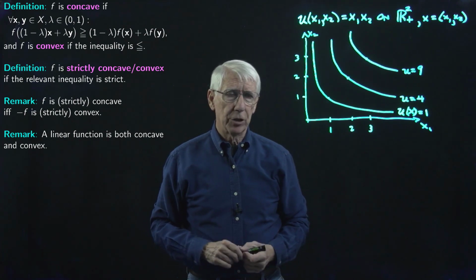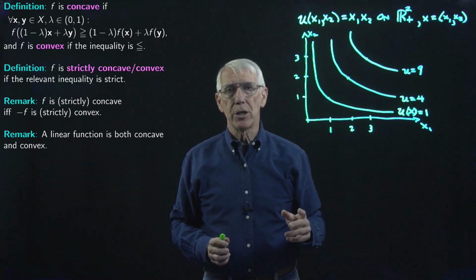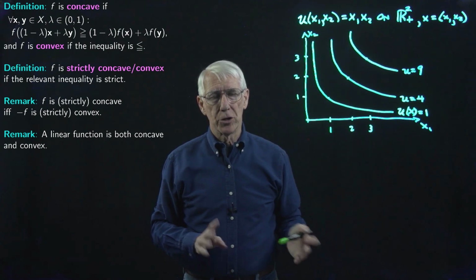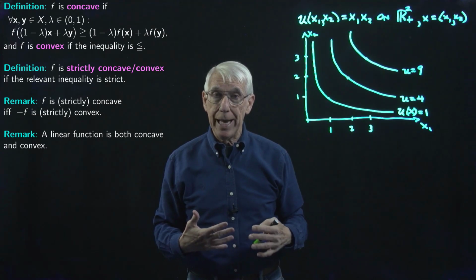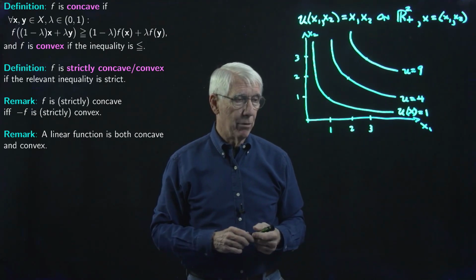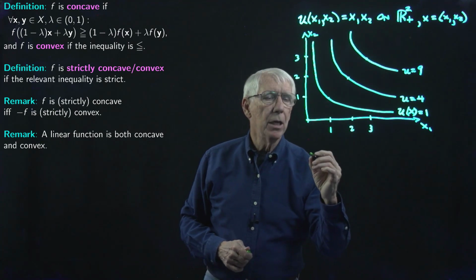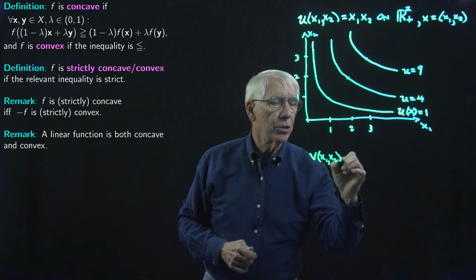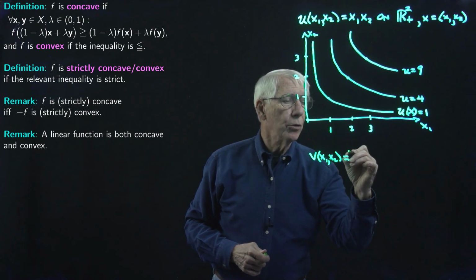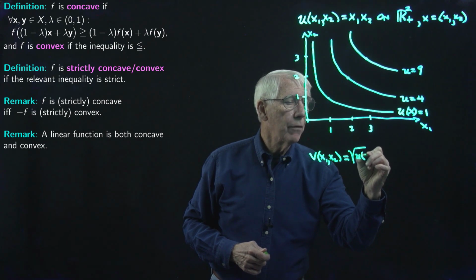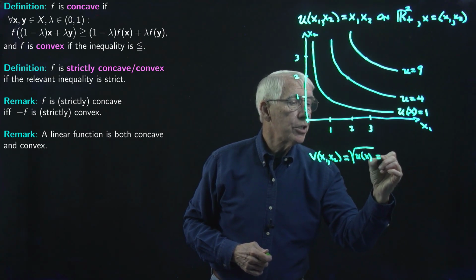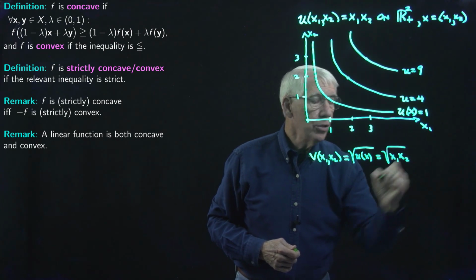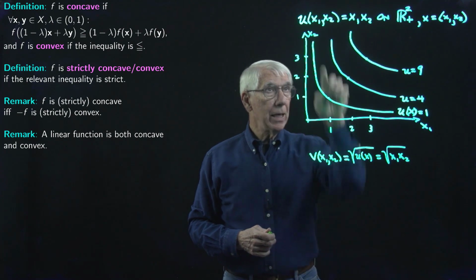Let's look at another function. And this is going to be what we call a monotone transform of the function u. That's something we're going to talk about later in the course, so I'm not going to get into the details of monotone transforms today, but you've probably all seen the idea before, and it's not necessary for what we're doing here. So let v of x1, x2 be the square root of u. So this is the square root of u of x, which is the square root of x1 x2.